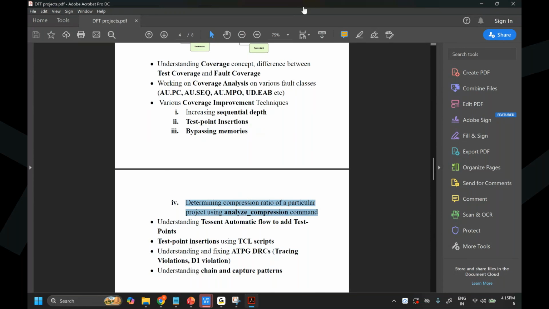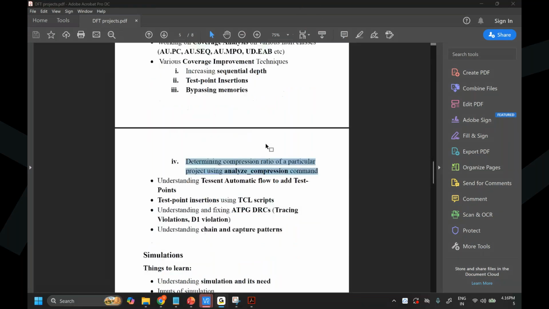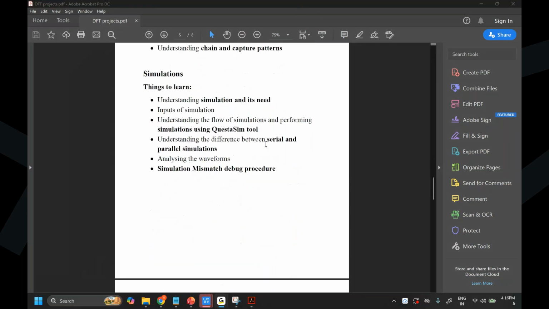There is an automatic flow of adding test points using the tool, and we will understand that: what test points are and what the automatic flow is. If you want to do test point insertion using Tcl scripts, we will understand how to do it. We will also try to understand various ATPG DRCs, some important ones like the basic violation and D1 violation, during the ATPG class.